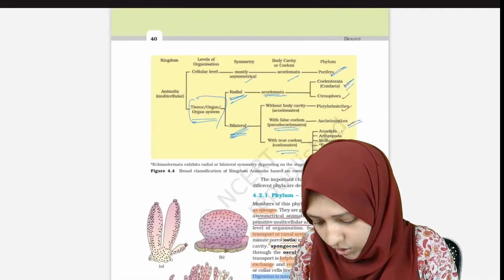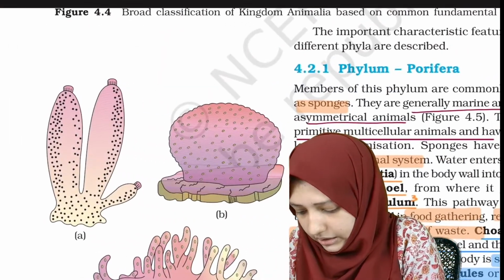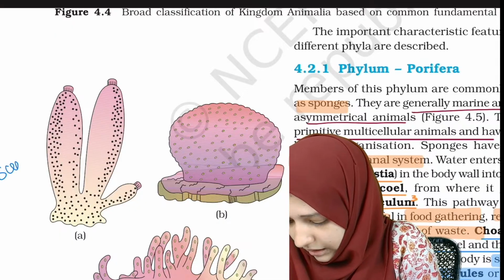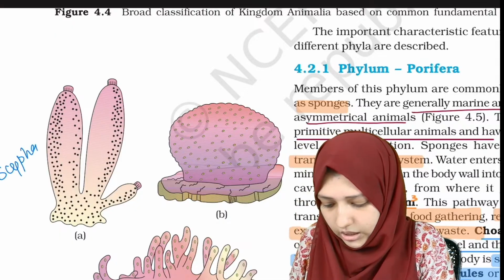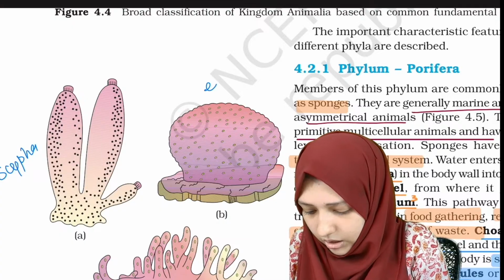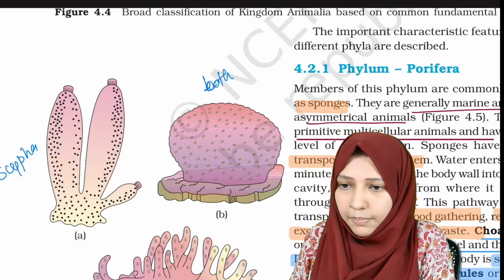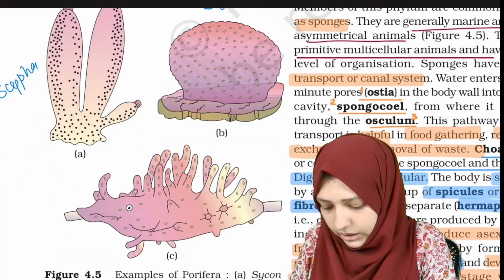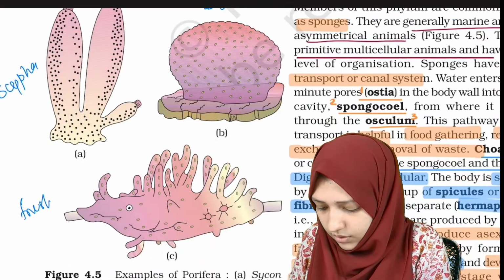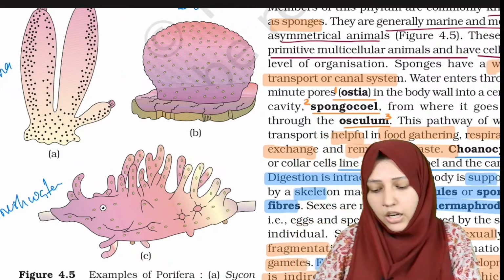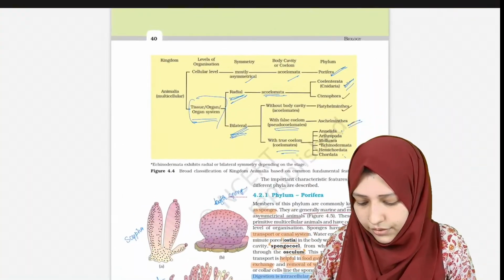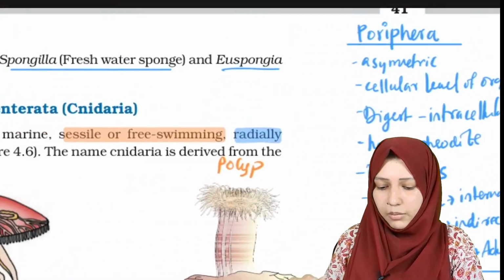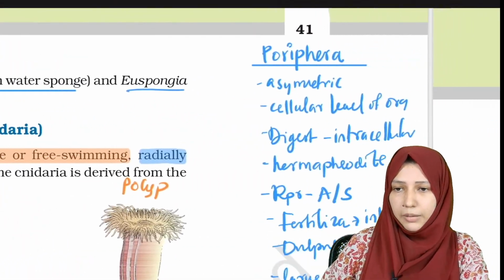It will be better if you write it here itself, so that it will be easy for your revision. Scypha; this is Euspongia, known as bath sponge; and this one is freshwater sponge. Now, what are the characteristics of this phylum Porifera? First we will learn the characteristic features of phylum Porifera.